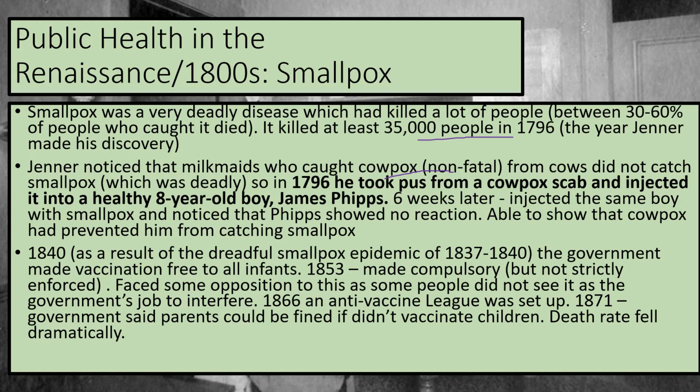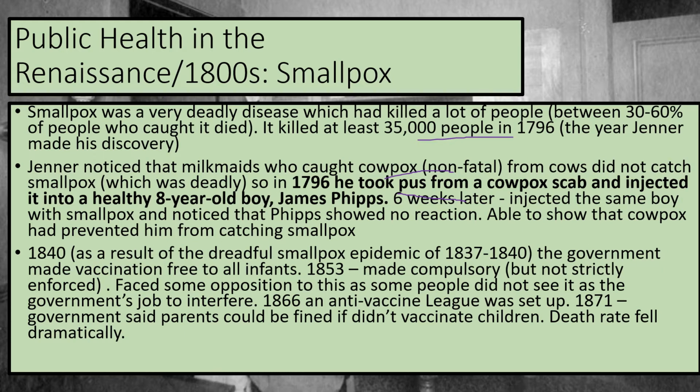So in 1796, he decided to take a gamble, and he took pus from a cowpox scab and injected it into a healthy 8-year-old boy. So this boy didn't have cowpox and didn't have smallpox either, but he's now been given cowpox, and then after about 6 weeks, Jenner then injects him with this deadly disease of smallpox.